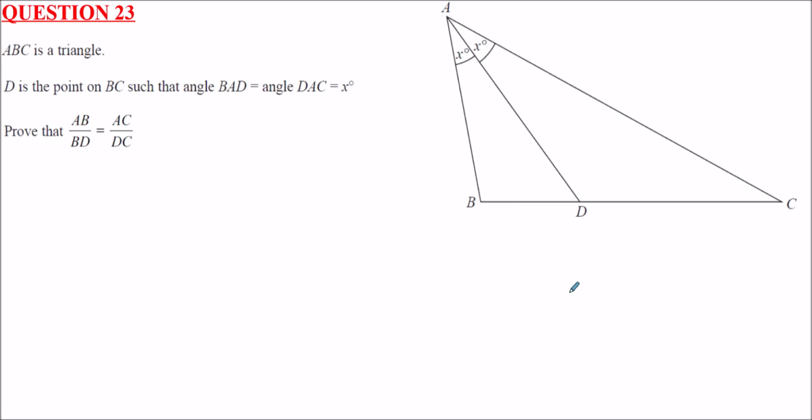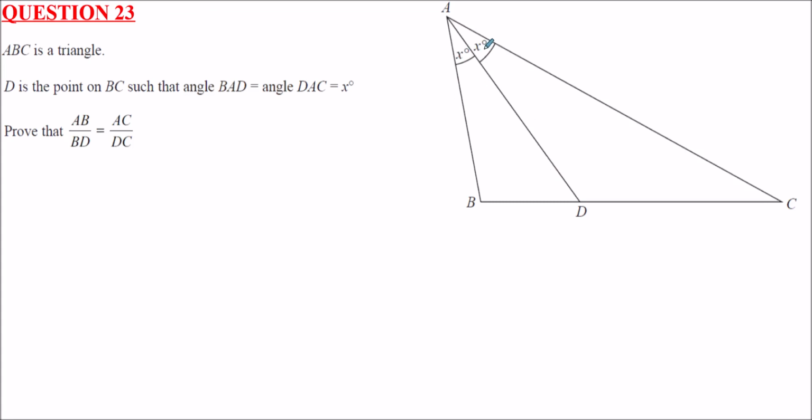Question 23. Very, very awkward, this one. So ABC is a triangle, the whole triangle like so, and D is the point on BC, such that angle BAD is angle DAC, which is x degrees. And so AD is the angle bisector of the angle BAC. This angle's been split in half, x on the left and x on the right.